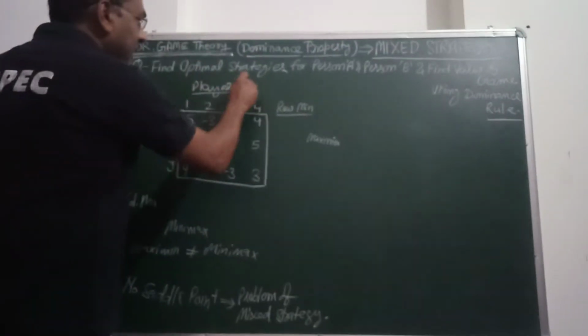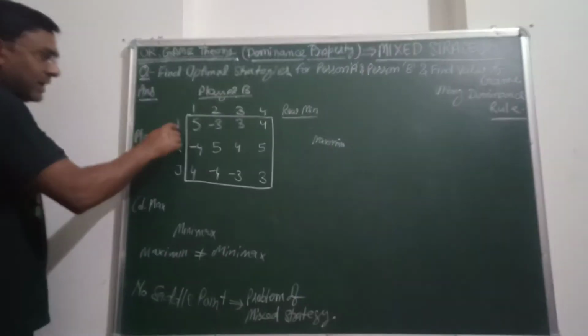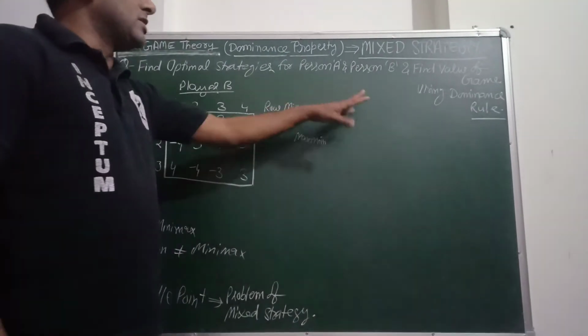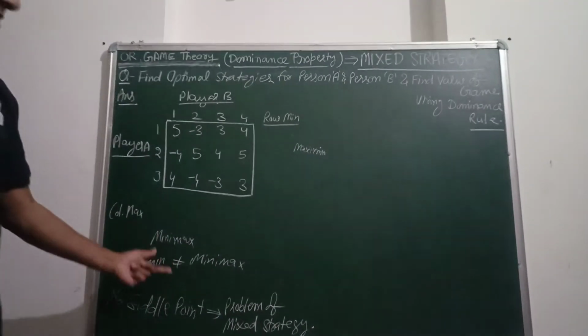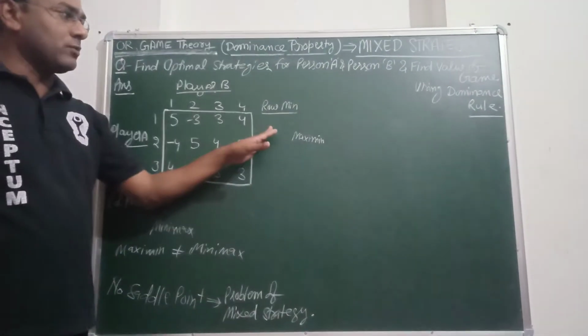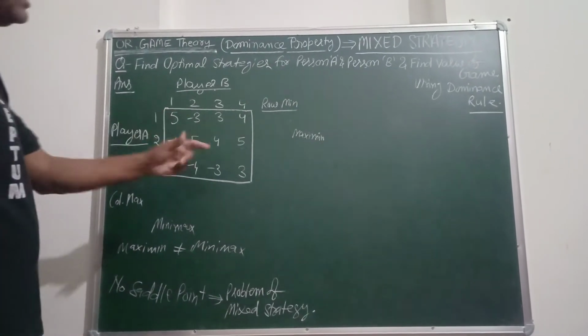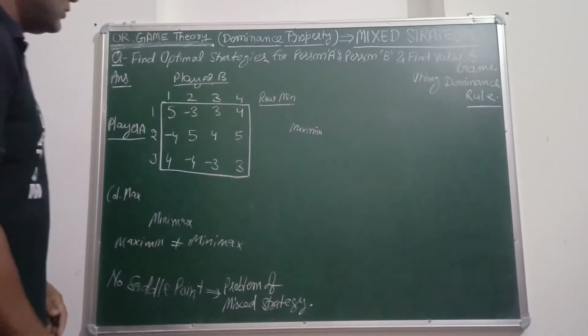Here the player B can use 4 strategies, 1, 2, 3 and 4, and the player A can play 1, 2 and 3 strategies. Before going to the dominance rule, we must check whether it is a pure strategy or mixed strategy question. So we will try to find the saddle point for the given question. Let us start with the row minima, finding the value of row minima.